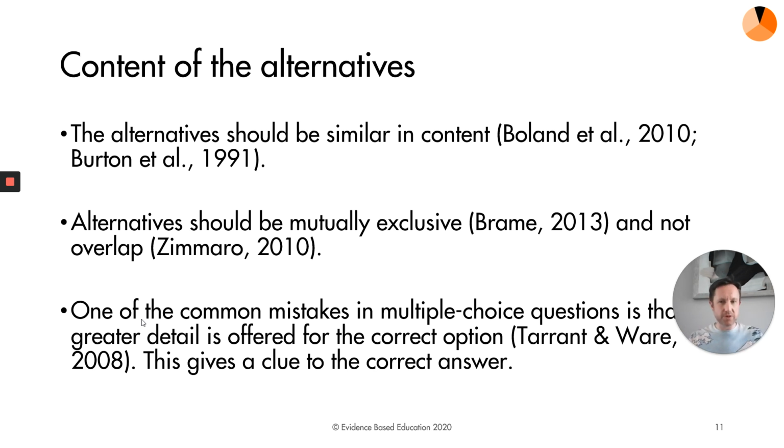The alternatives should be mutually exclusive and not overlap, so there should be real clarity in keeping them separate. And also, one of the really common mistakes is that the correct answer tends to offer more detail. Basically, the correct answer is often longer when you look at multiple choice questions, some of which haven't been designed all that well. So if you're going for a guess, if you're really unsure about the answer, then oftentimes it's easy just to pick that one because there's more detail in it.